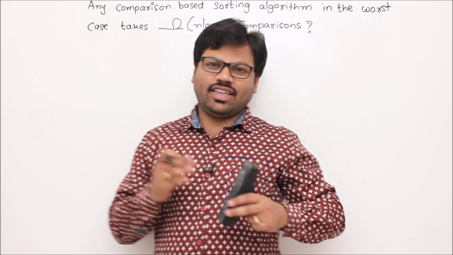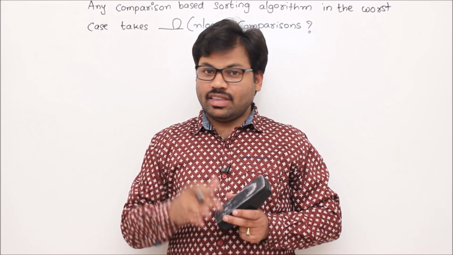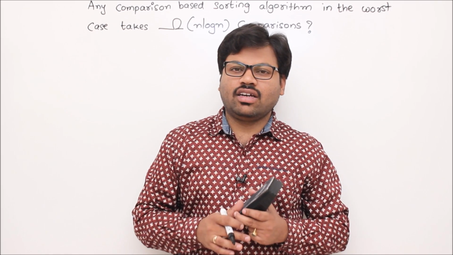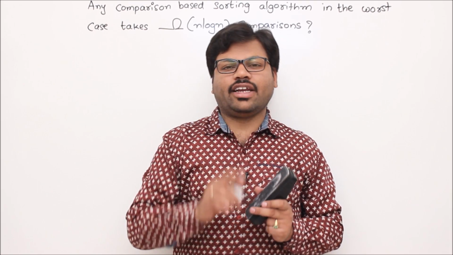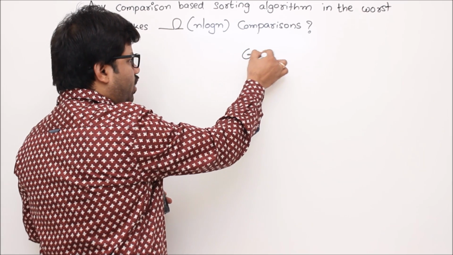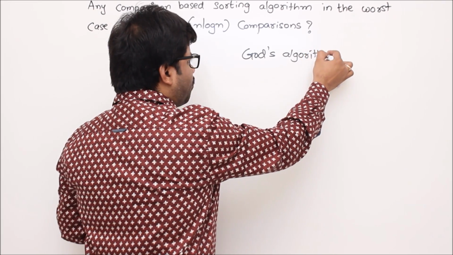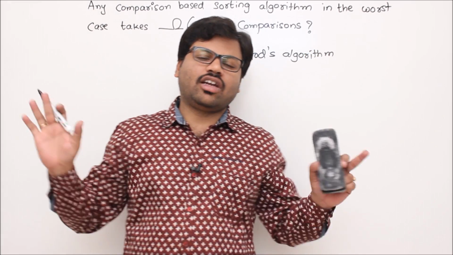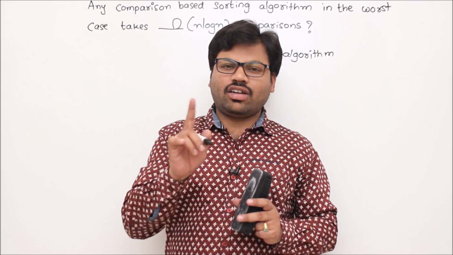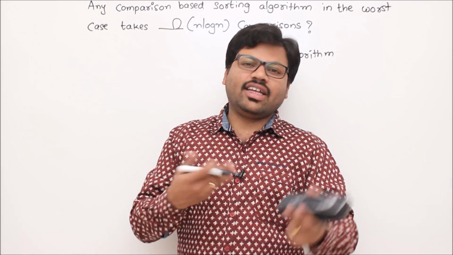You understand that? Now such comparison based algorithms take minimum n log n time in the worst case. Why? Because the number of comparisons in the worst case is at least n log n. Why? We'll take the best algorithm possible and prove it. Let's say we have God's algorithm, the best algorithm possible in the world for sorting. Even that God's algorithm cannot do better than n log n. That means it can't do it in less time than n log n.